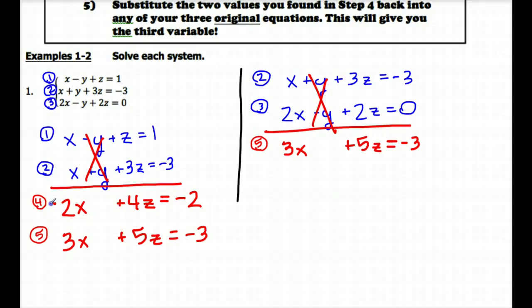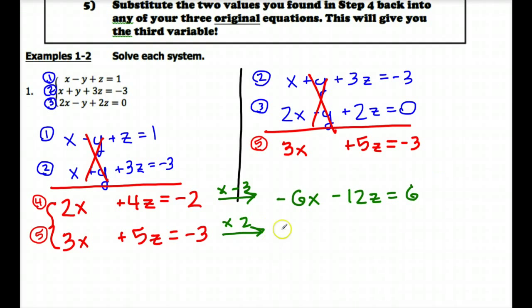And so now this system right here, we can solve like we normally would by just doing elimination to try to get rid of either x or z. So it's like we've created a new problem that we're used to. So I'm going to try to get rid of x here because I have a 2 and a 3. So now I'm just going to do regular elimination. I can multiply my top equation by negative 3 to get a negative 6x. Bottom equation, I can multiply it by positive 2 to get positive 6x. And that's going to give me negative 6x minus 12z equals positive 6, and 6x plus 10z equals negative 6.